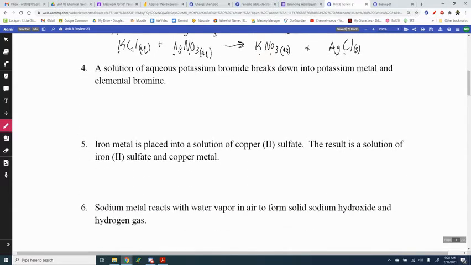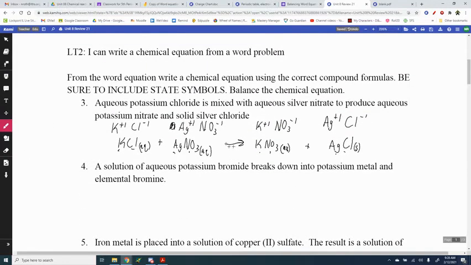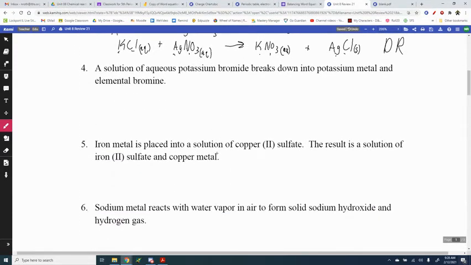Next one, a solution of aqueous potassium bromide breaks down into potassium metal and elemental bromine. Also, I don't think it actually says this in the directions, but we are going to classify this reaction. There's more on that later, so that's why I'm not really going into detail. So we have potassium bromide. Potassium is K +1. Bromide is Br -1. So those are going to be put together, KBr.